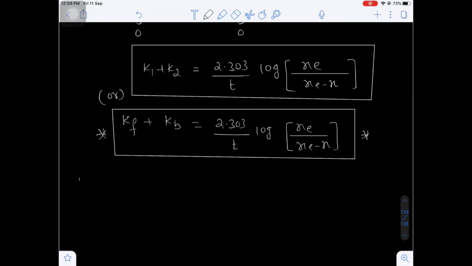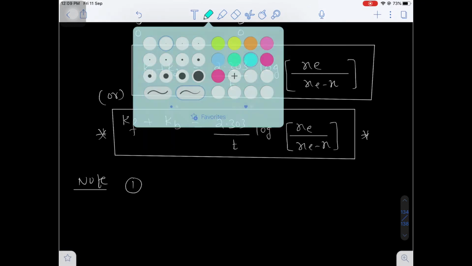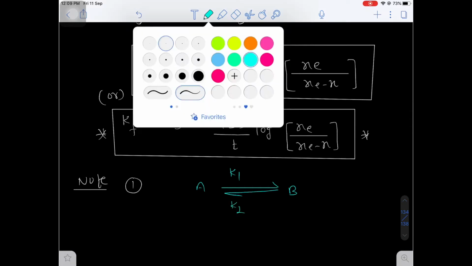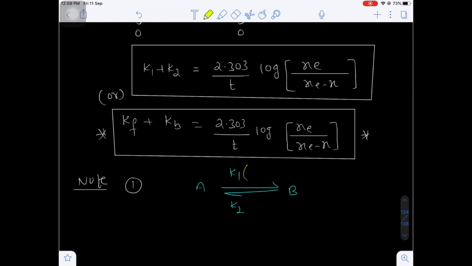Suppose in the question, let's suppose the reaction is given as A gives B. Suppose in the forward direction the rate constant is k1, and in the reverse reaction the rate constant is k2. In the forward direction, the units for the rate constant are given as, let's suppose, time inverse. In the reverse reaction, the rate constant units are given as mole per liter per time inverse.